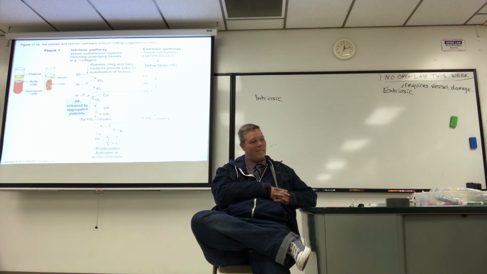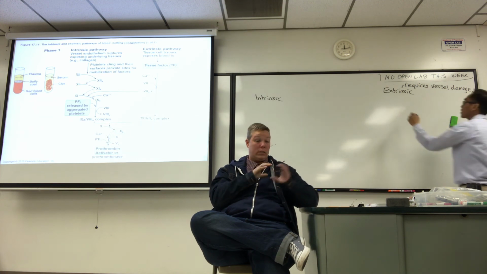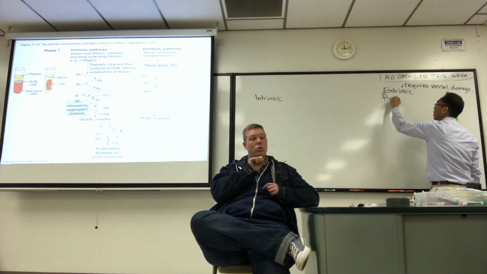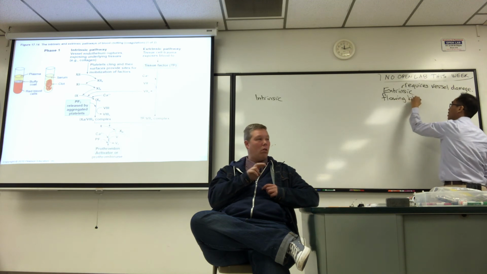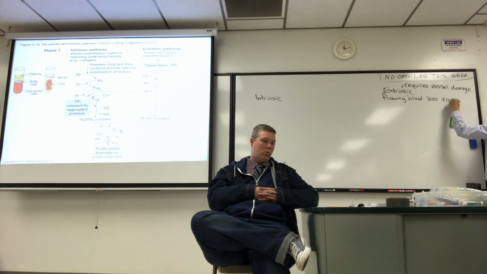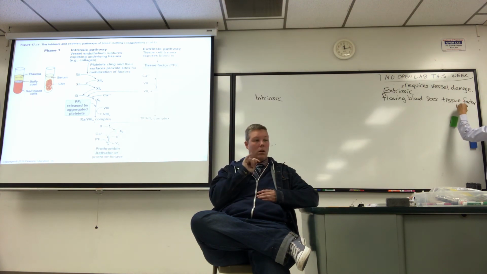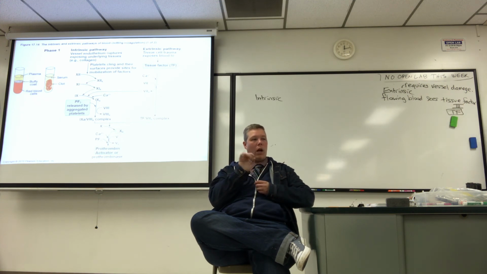Well, when you damage a vessel, what happens is the flowing blood sees the tissue factor. Normally that doesn't happen, but injured cells secrete tissue factor. It's a clotting factor, clotting factor 3, or I just abbreviate it TF sometimes. Okay, and this pathway gets kicked off, but it requires vessel injury.